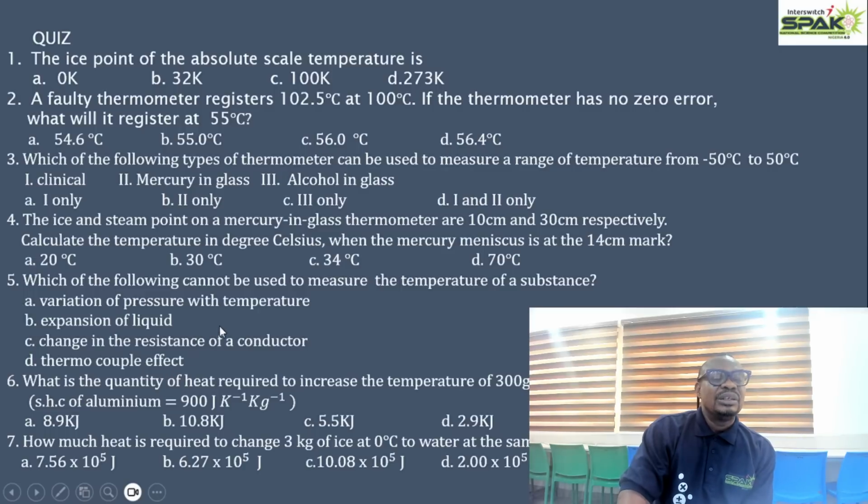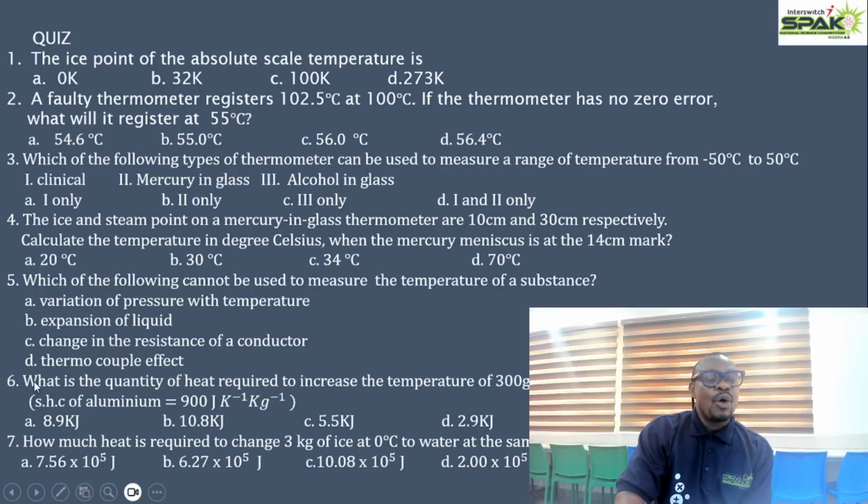Thermocouple is for what? Thermocouple effect for thermocouple. So everything here is correct, so the answer is nil. Better say it is better for you not to put your option. In some cases, you might be tempted to pick something and you mess it up.